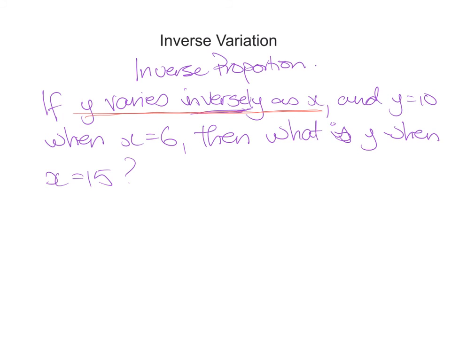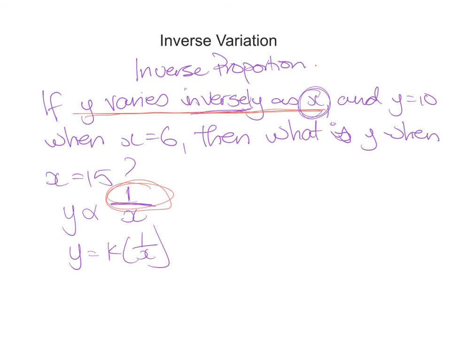Y varies inversely as x. To do that, it means y varies inversely means 1 over, and it would be as x. So it would be 1 over x. And then it's the same procedure after that. That means y is equal to some number by 1 over x. All the inversely really means is that you're going to put 1 over whatever they tell you is varying inversely by.